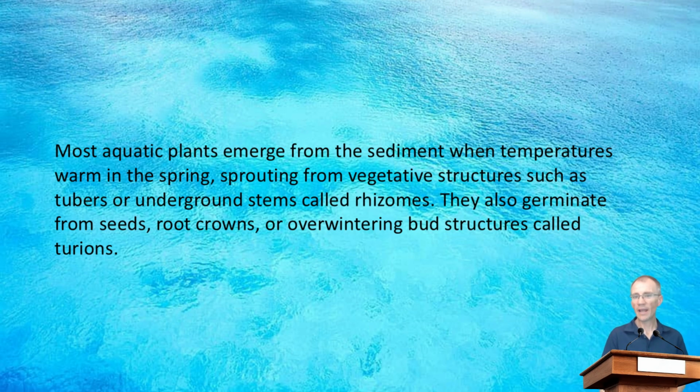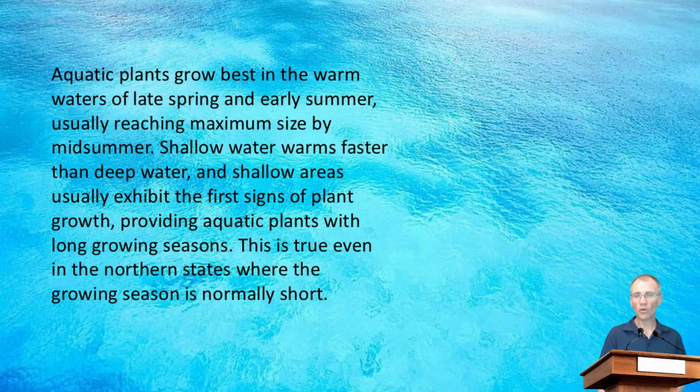Most aquatic plants emerge from the sediment when temperatures warm in the spring, sprouting from vegetative structures such as tubers or underground stems called rhizomes. They also germinate from seeds, root crowns, or overwintering bud structures called turions. Aquatic weeds grow best in the warm waters of late spring and early summer, usually reaching maximum size by midsummer.